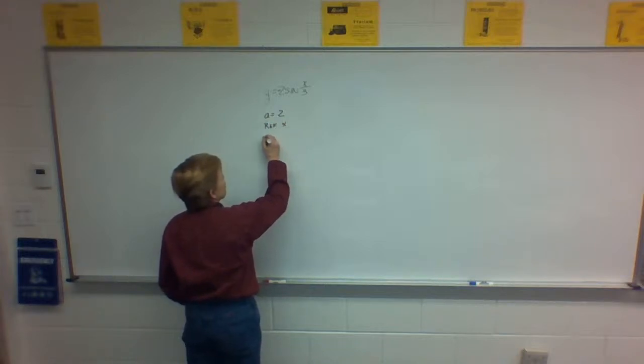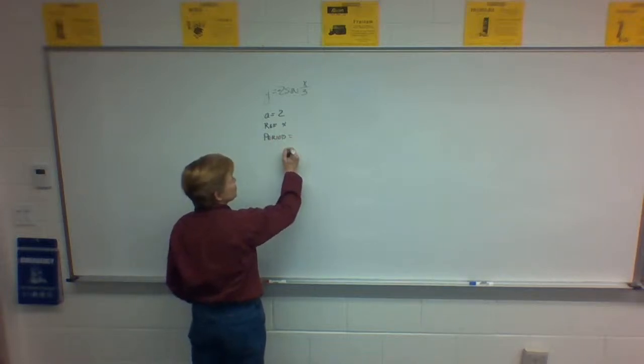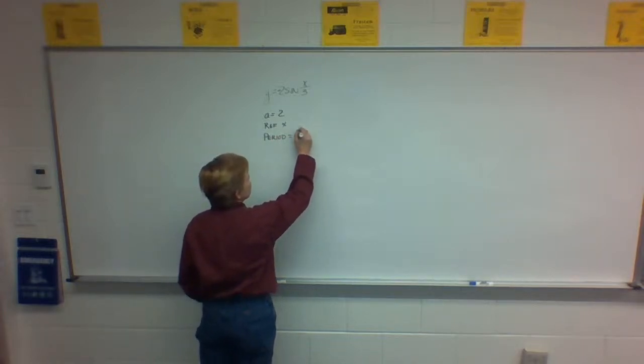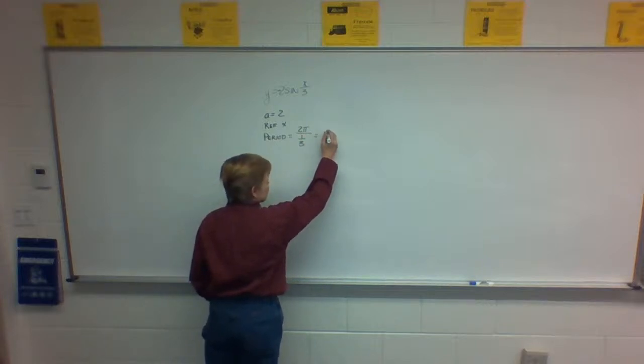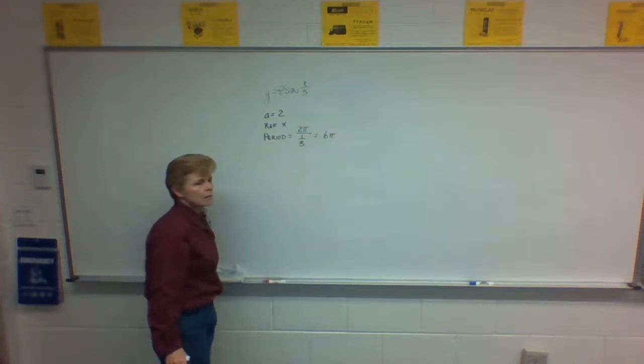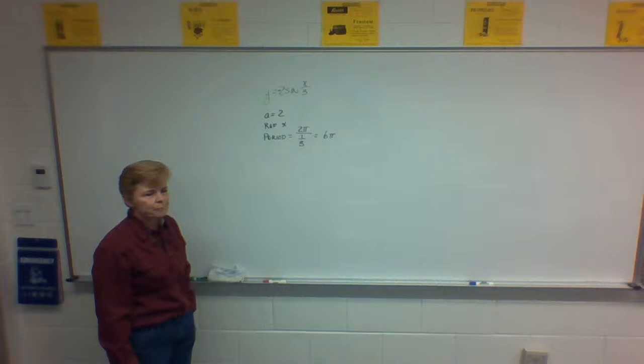And the period, that one you have to do kind of in your head, or you have to figure it out. But the period on this is going to be 2 pi over b, which is 6 pi. Y'all see that? Or not?